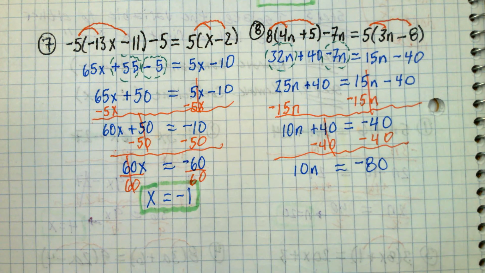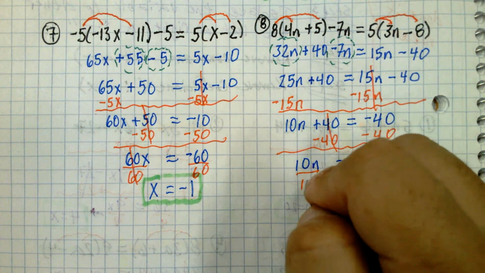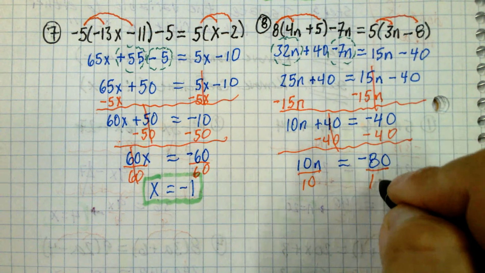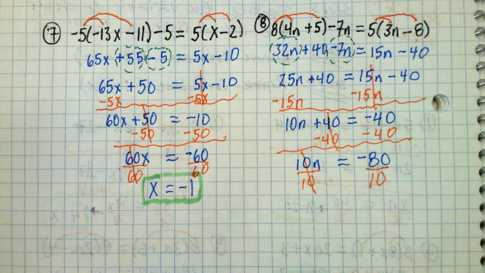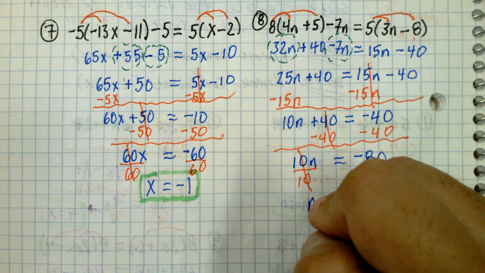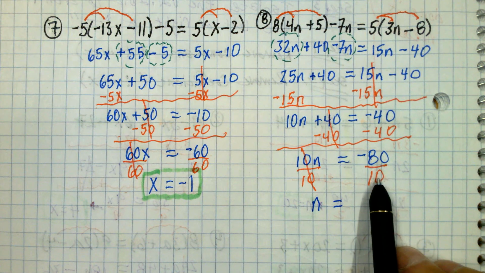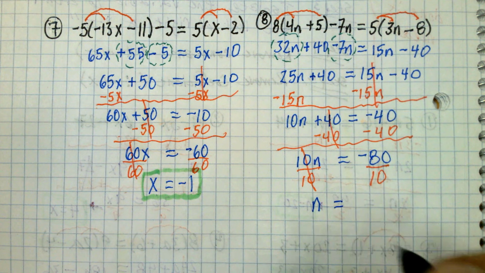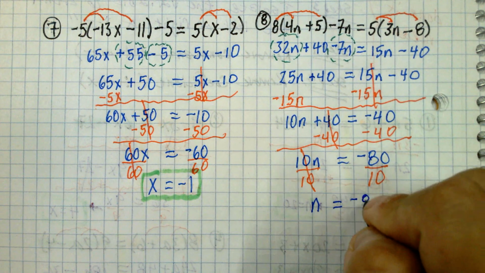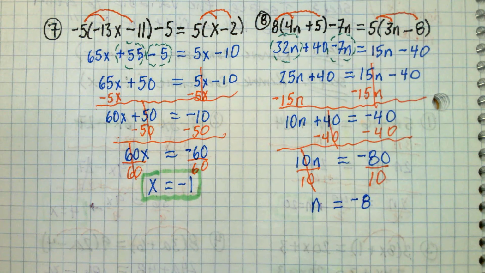And let's get rid of 10 by dividing. And we get n equals negative 80 divided by 10. Negative 8. So our answer here is negative 8.